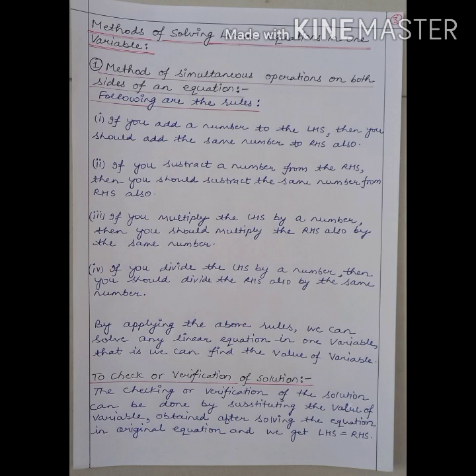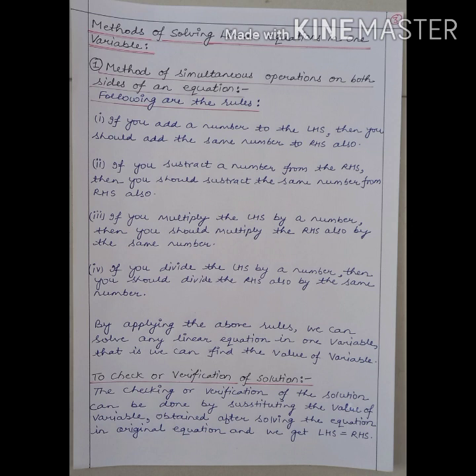Now we will learn the methods of solving linear equations in one variable. There are various methods of solving linear equations in one variable. First of all, we will take the method of simultaneous operation on both sides of an equation. In order to solve any linear equation in one variable by using this method, we will use the following rules.